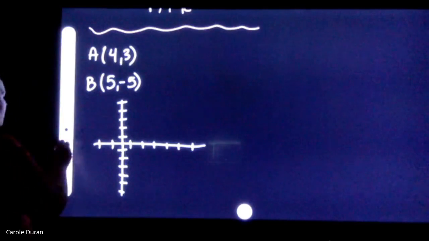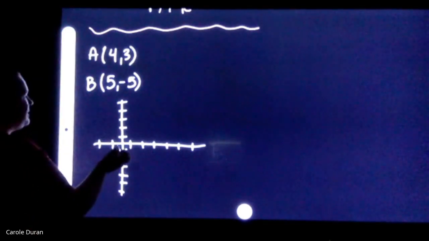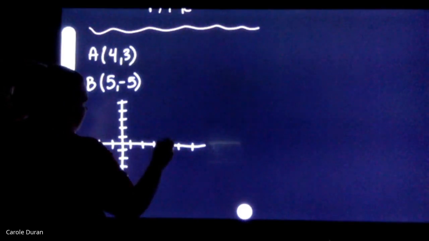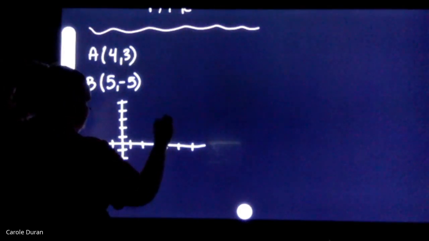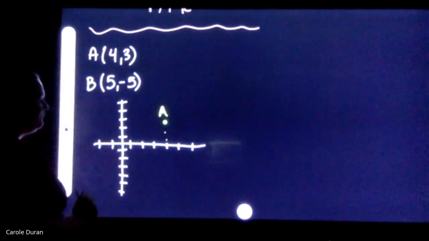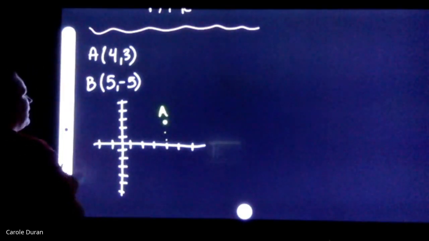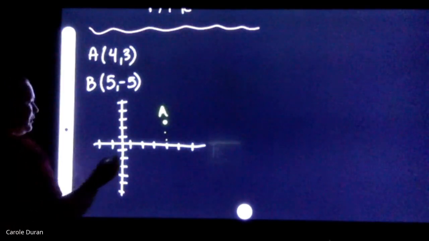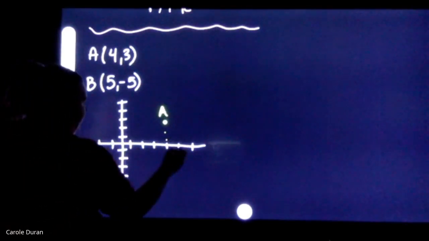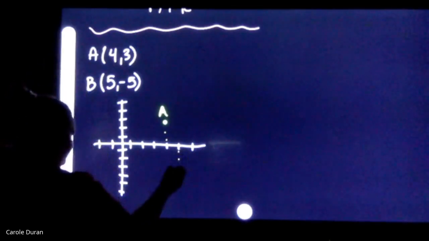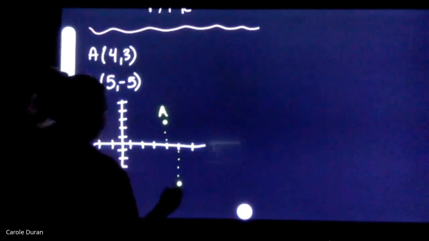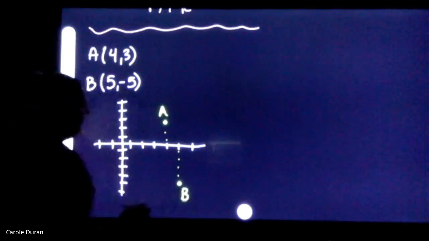I'm going to plot point A first. So from 0, 0, I move right 4, and then I move up 3. And that's point A. I do the same thing for point B, but I'm going to move right 5, and then I'm going to move down 5. And that is point B.